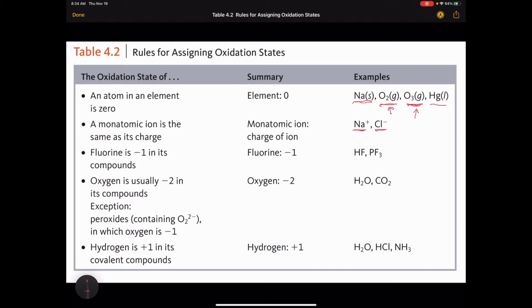Everything else we basically look at from these things right here. Fluorine has a charge of -1, oxygen has a charge of -2, generally speaking, and hydrogen has a charge of +1. And then we'll predict what the other compounds' charges would be based off of that information right there, okay?